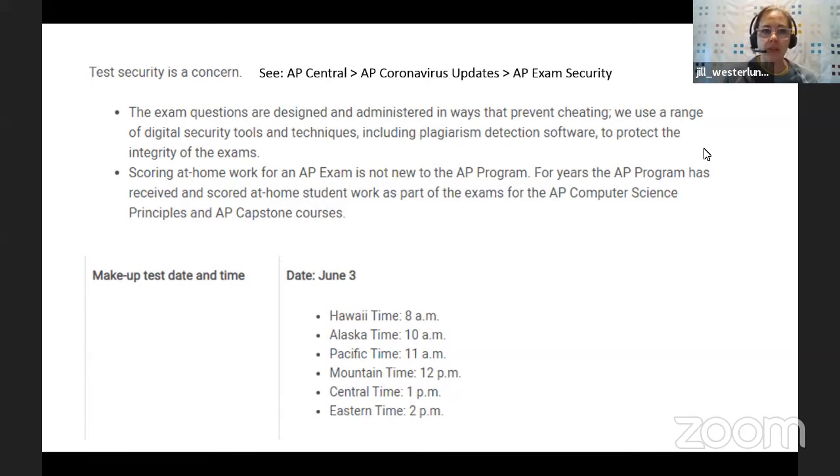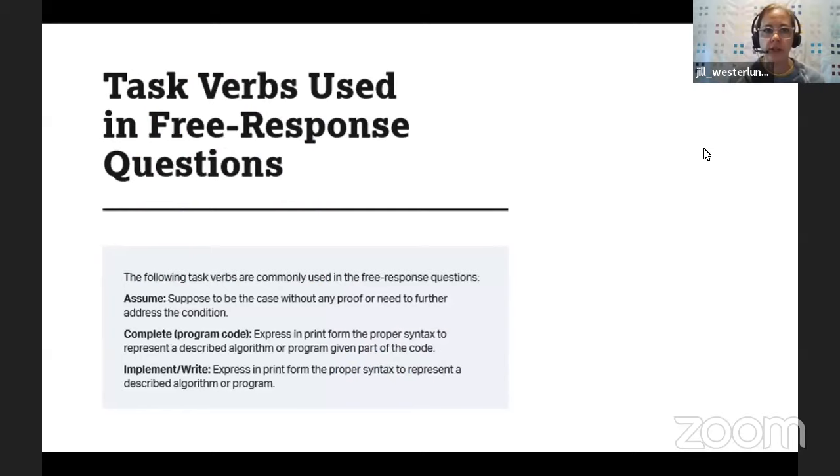So I think there's one more little note. This is from the course and exam description. I threw this in because I want you to begin to notice, and your teachers probably talked to you about this, there are 3 verbs that are used on free response. And we're going to begin next week mapping free response every single day, along with these topics of array, ArrayList, methods, and control structures. But the word assume has a special meaning. Assume, complete, and implement/write.